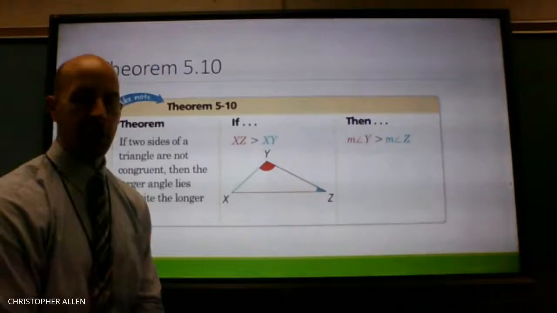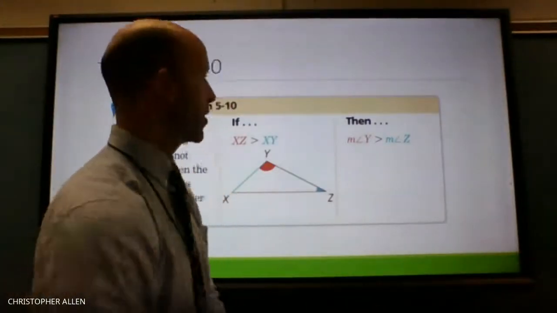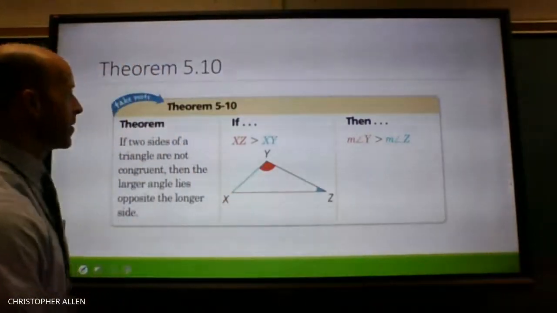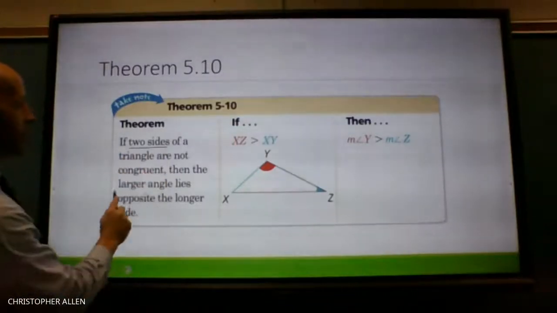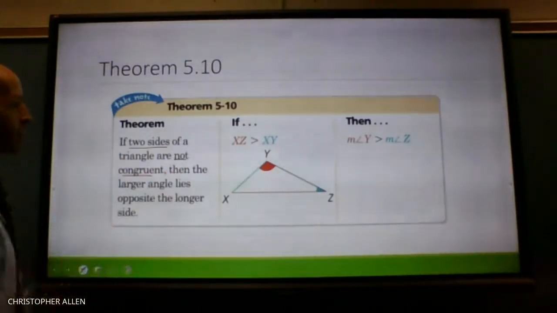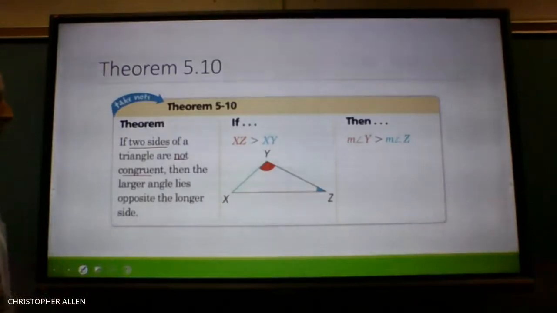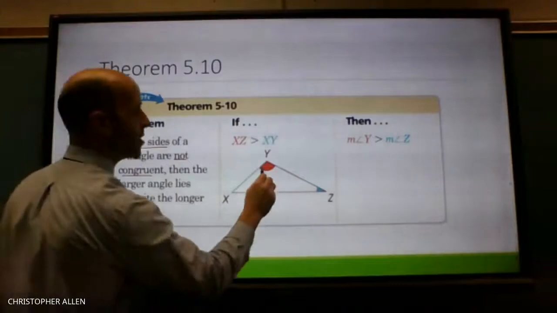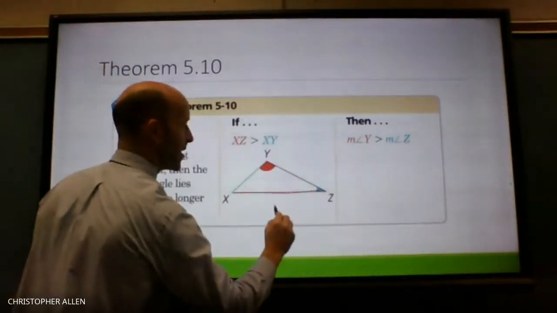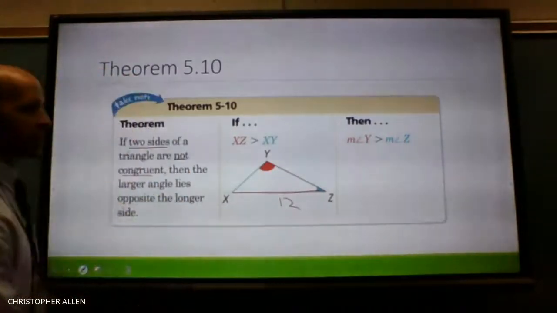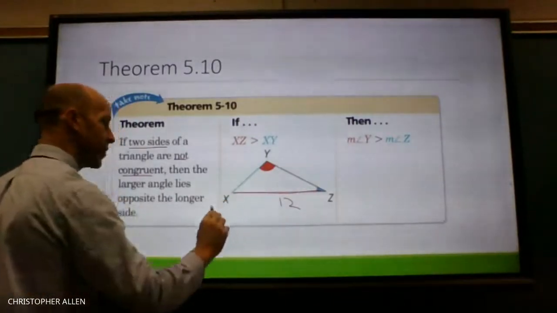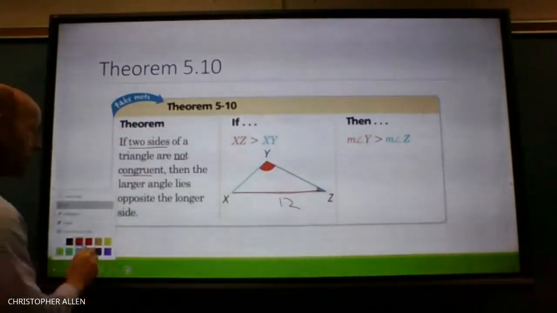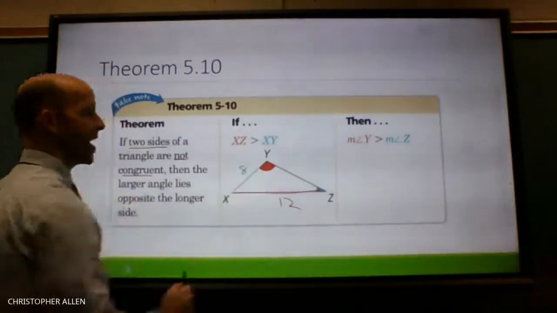Okay, so the next two theorems I think are also very intuitive. Let me explain this. It says if two sides of a triangle are not congruent, then the larger angle is opposite the larger side. So here's what I'm telling you. If you see this side right here, let's say this side is 12. I don't know what it is, but let's say it's 12. And let's say this blue side over here is 8.